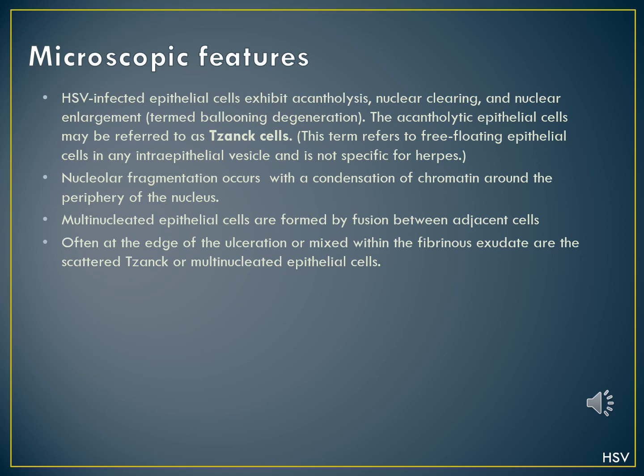Multinucleated epithelial cells are formed by fusion between adjacent cells. Intercellular edema develops and leads to the formation of an intraepithelial vesicle. In addition to that, mucosal vesicles rupture rapidly. Those on the skin often persist and become infiltrated by inflammatory cells. Once they have ruptured, the mucosal lesions demonstrate a surface fibrinopurulent membrane.